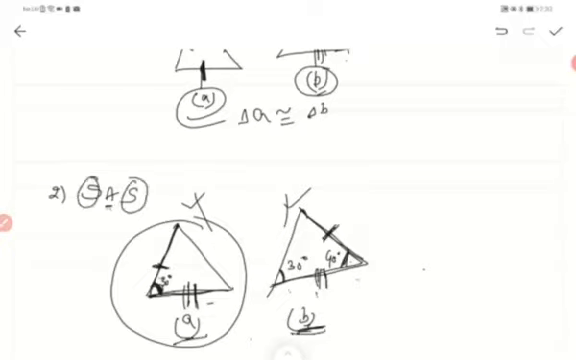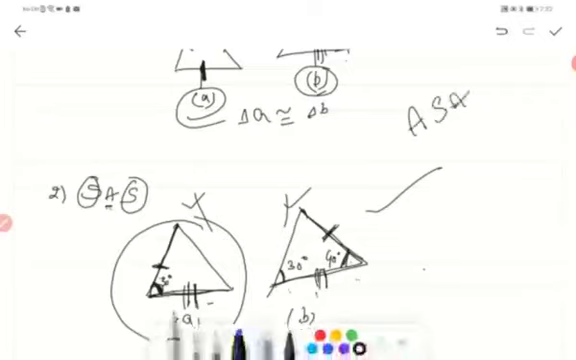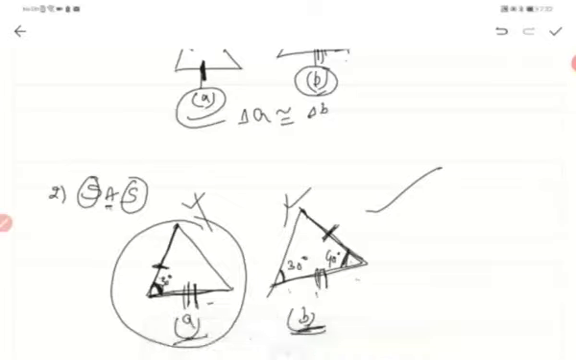Remember these points. One more type of criteria is left out. We will continue with the criteria in the next video, and we will discuss the last criteria, which is angle, side, angle. This unit is very short, and you will be completing all your major topics from this unit by this. Until I come up with the video for the next criteria.